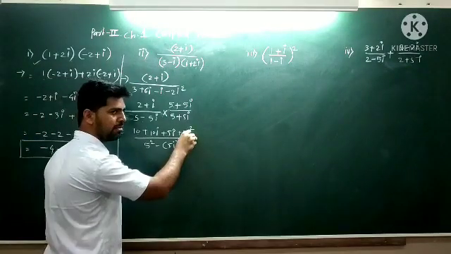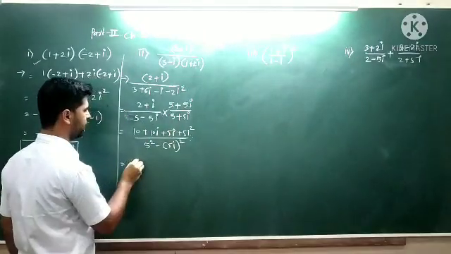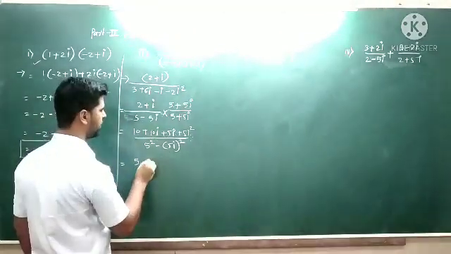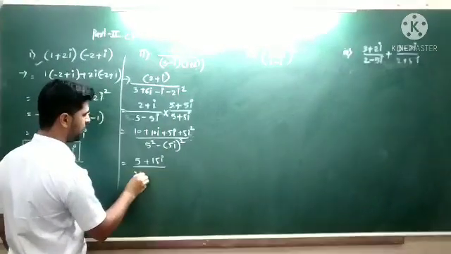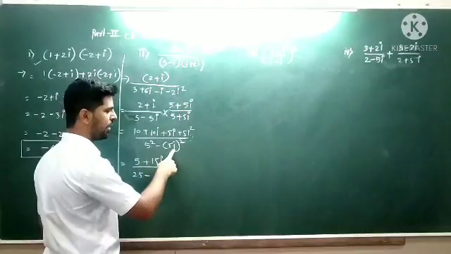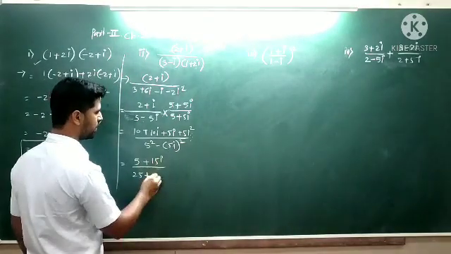i square का value is minus 1. Minus 1 times 5 is minus 5. So 10 minus 5 is 5. 10i plus 5i is 15i, divided by 5 square is 25 minus i square, and i square का value is minus 1. So minus 1, and this minus becomes plus, 5 का square is 25.